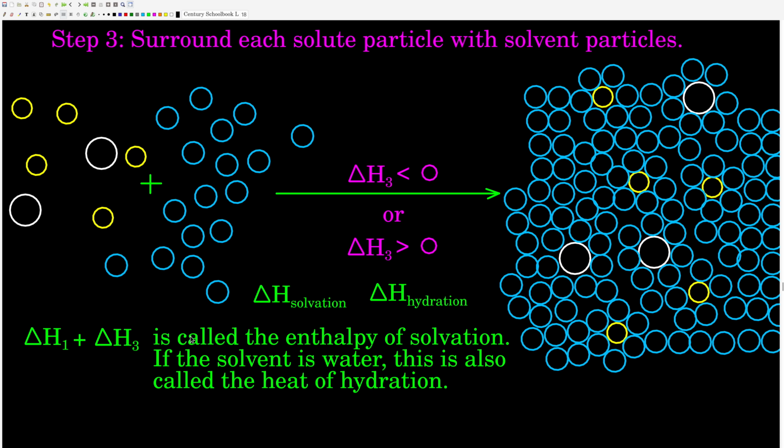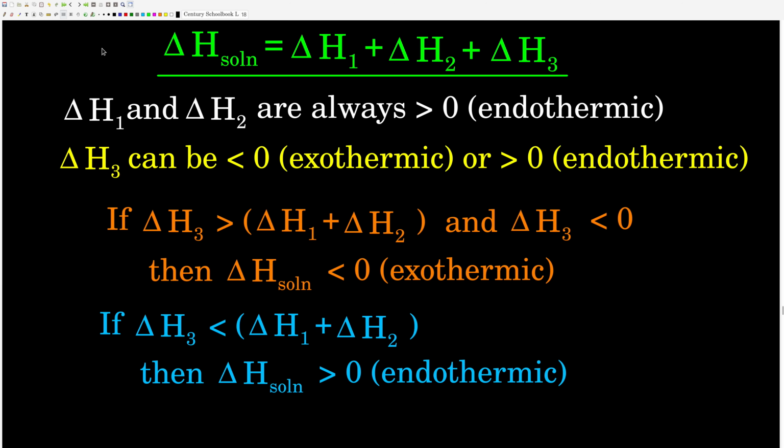The first step, delta H1, plus this step, delta H3, is called the enthalpy of solvation, or delta H of solvation. Heat of solvation is another way of saying that. And if the solvent is water, then we can also call this the heat of hydration, or delta H of hydration. Because enthalpy is a state function, if we add up the delta H for all these individual steps, that gives us the delta H for the overall process, which we call the heat of solution.